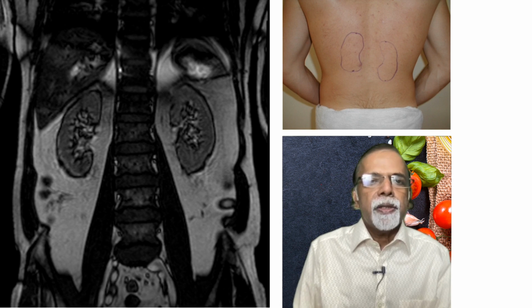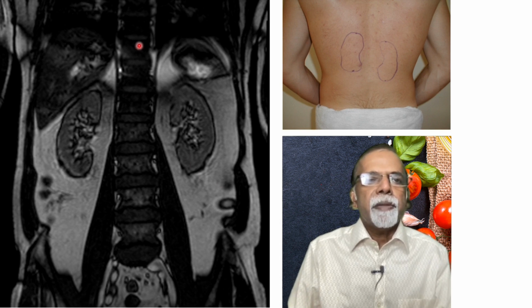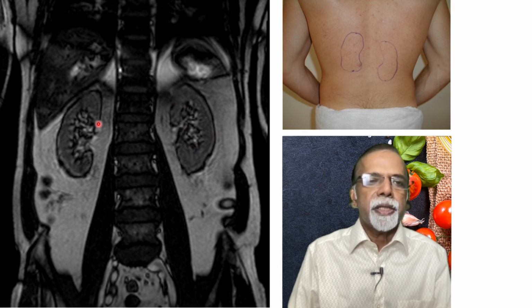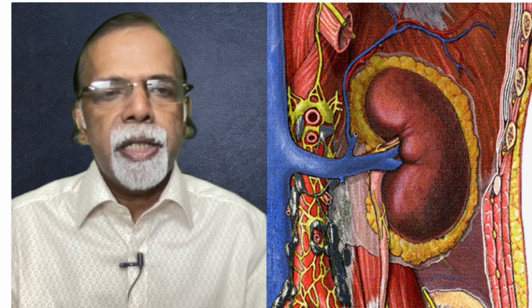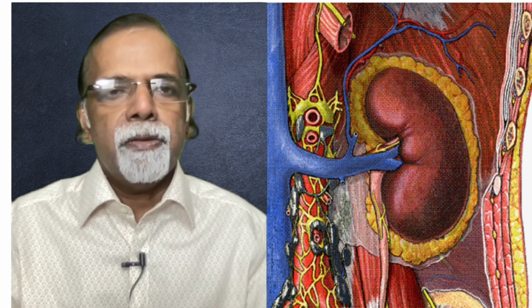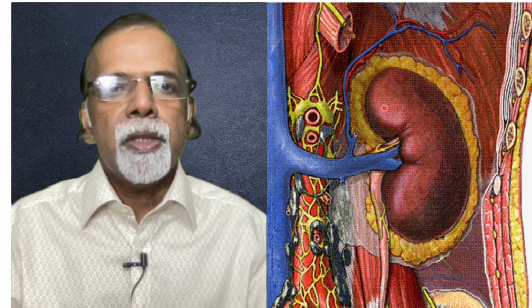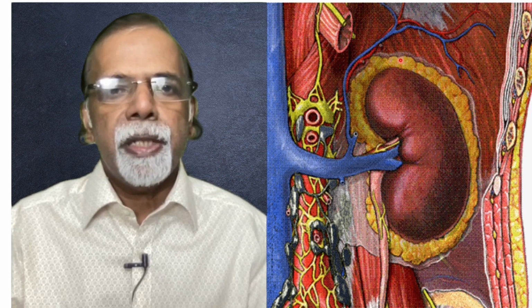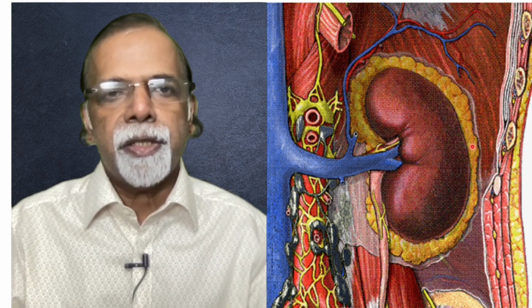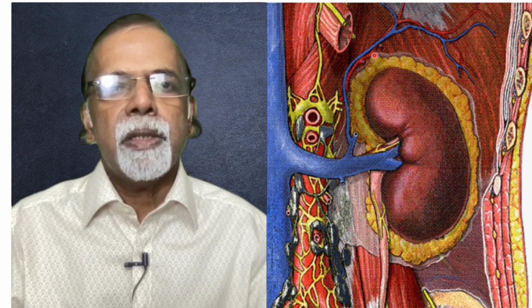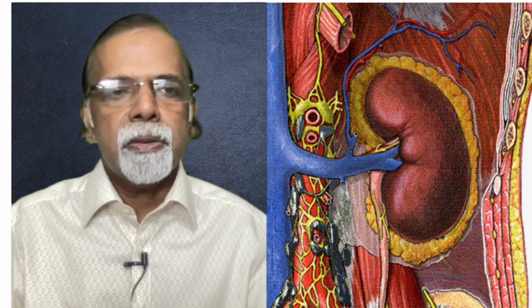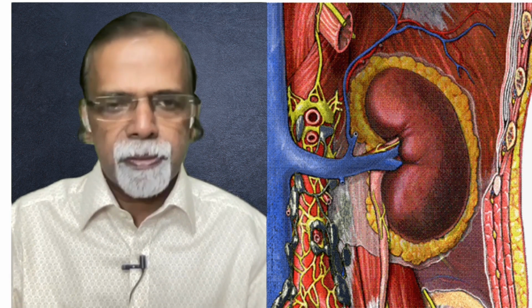Here you can see an MRI picture which shows the kidneys. The left kidney is at a higher level compared to the right kidney and it has a bean shape. The kidney has three coverings. First is the renal capsule, surrounding which there is a perinephric layer of fat, and then comes the renal fascia. So the kidney has three coverings.